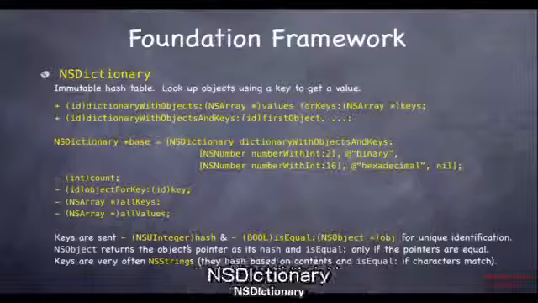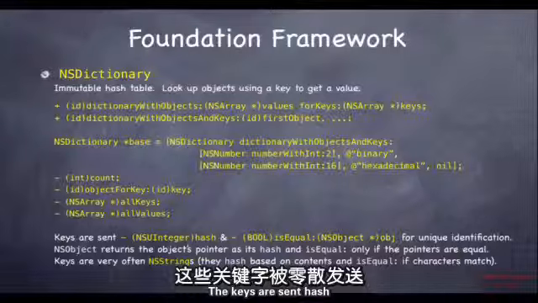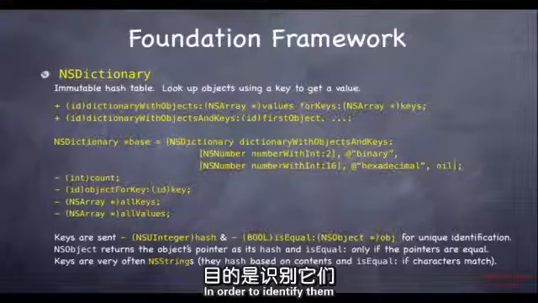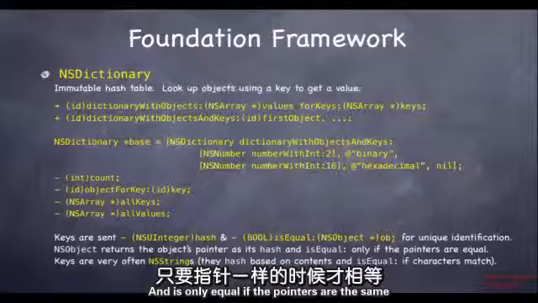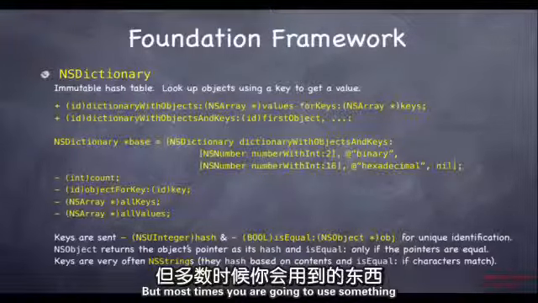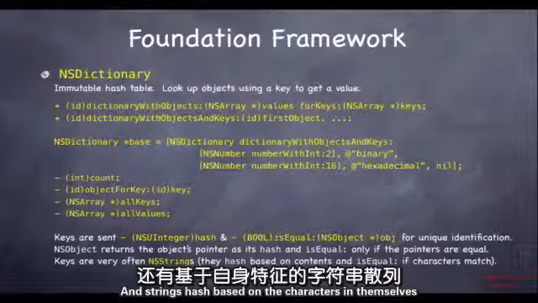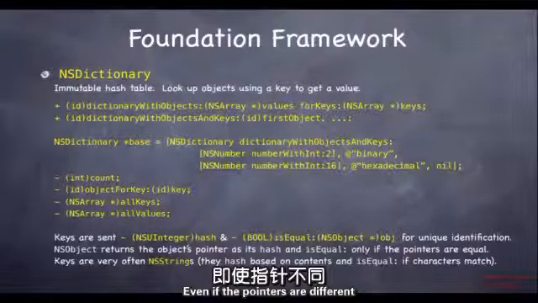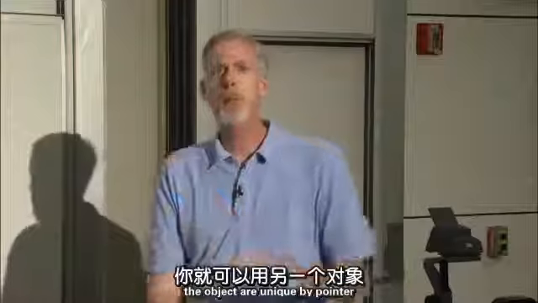There's a bunch of other methods in NSDictionary. Not quite as important to know those as NSArray and NSString. The keys are sent hash, this method hash, which is an NSObject method, and isEqual in order to identify them. It's a hash table after all. NSObject returns the object's pointer as its hash and isEqual if the pointers are the same. But most times you're going to use something like a string as your key into the hash table, and strings hash based on the characters in themselves, and they're isEqual if the characters are the same, even if the pointers are different. Okay, so usually string is the most common key, but you could use another object as long as the objects are unique by pointer.